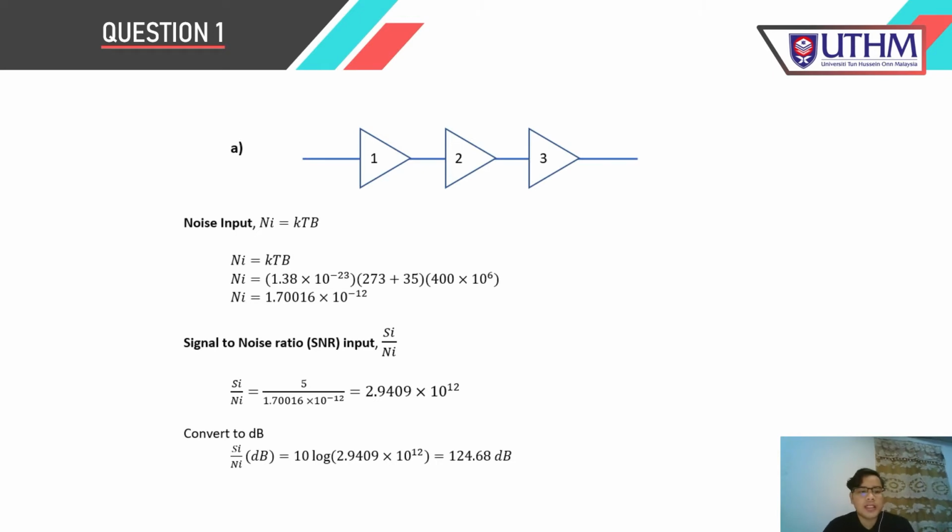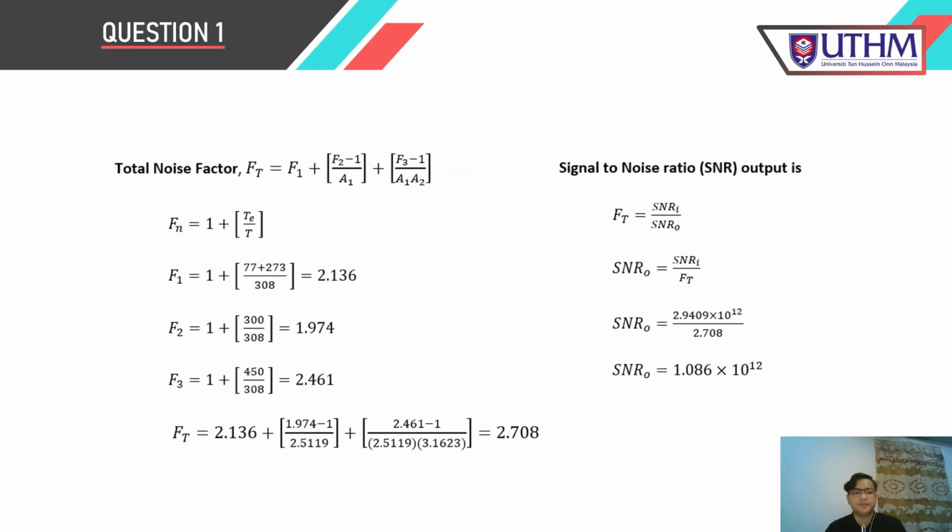And then we need to calculate the signal to noise ratio input. We insert the signal input given and the noise input calculated above, and we get the signal to noise ratio input is 2.9409 times 10 to the power of 12. So in dB, SNRI is 124.68 dB.